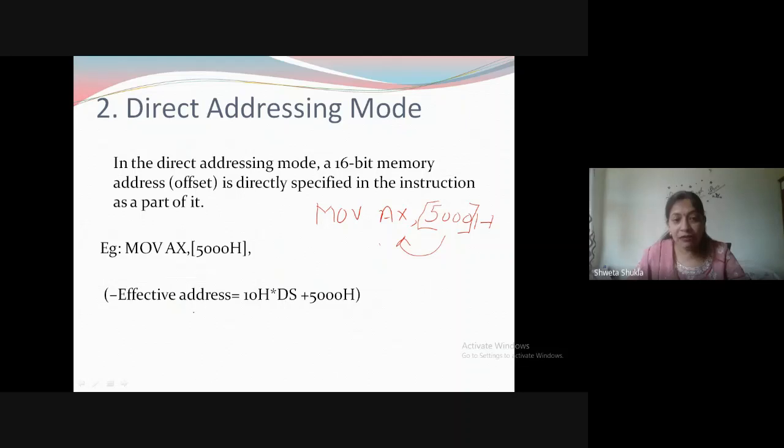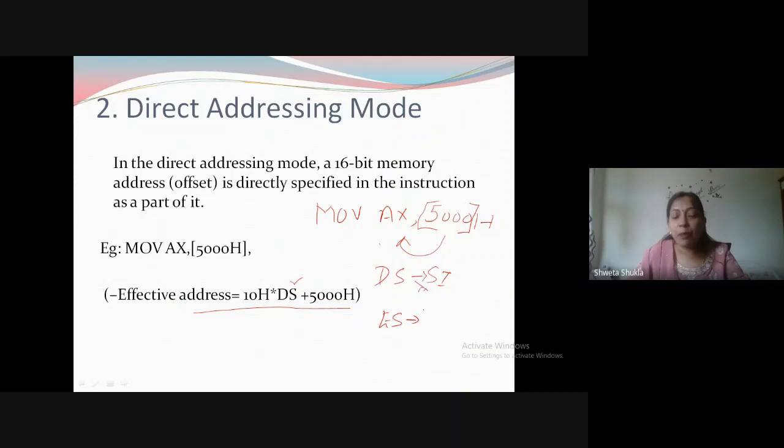You can check from here. Effective address is 10H into DS plus 5000H. Now, why have we taken DS here? If you remember, I told you that all the offset addresses are actually related to some kind of segment registers. For example, if we are taking DS, then the default offset register should be SI. And for ES it is DI.